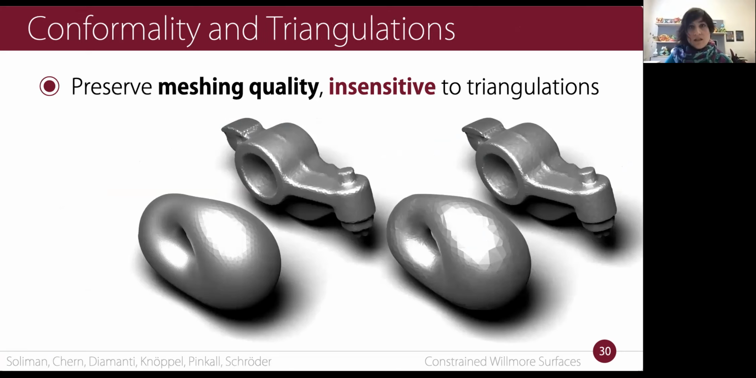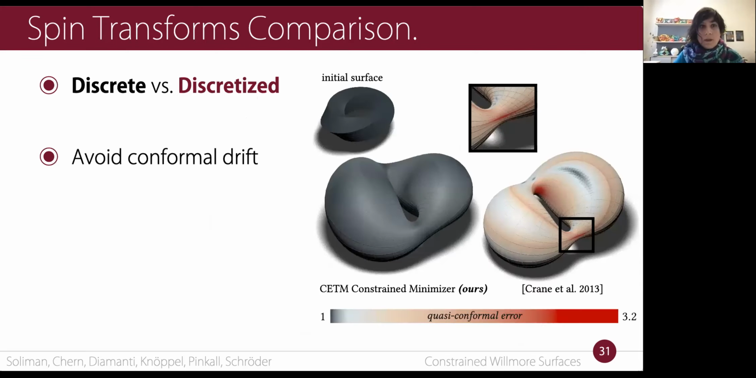Right, the other thing is that the conformal constraint also preserves the meshing quality. So in fact, whatever properties the triangulation has in the initial surface, it will stay so in the output surface. So we also are generally insensitive to triangulation. So here, what you see are two different triangulations of the same shape on the top right. And in both cases, you get the same shape in the minimizers.